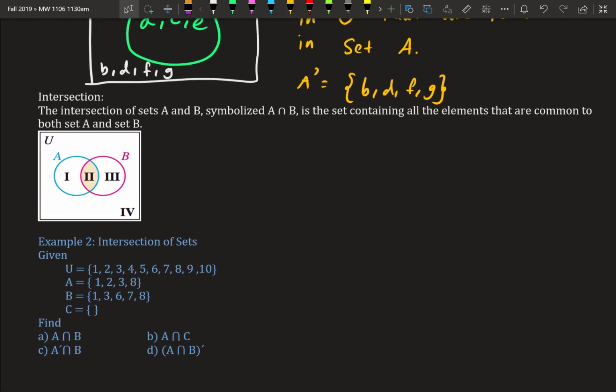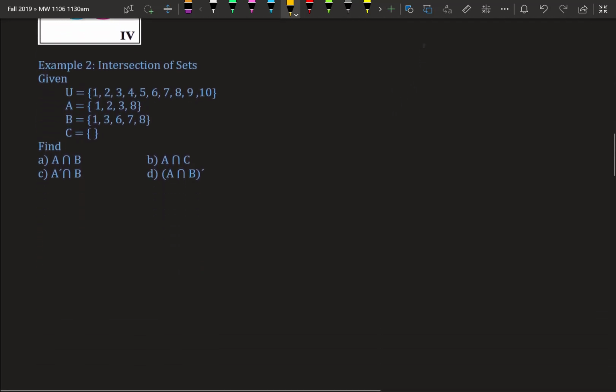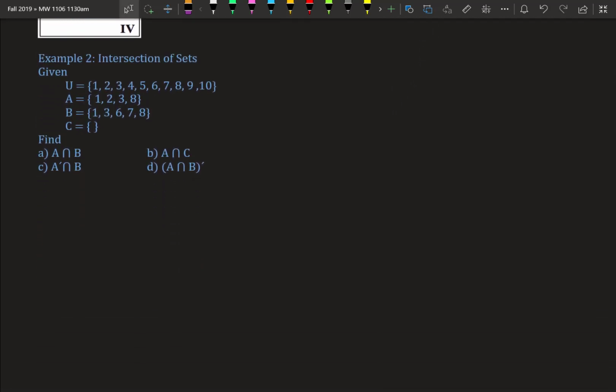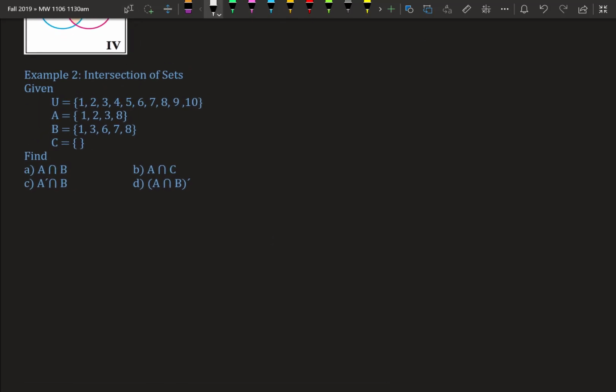Intersection. The intersection of sets A and B, symbolized A upside down U B, is the set containing all elements that are in common to both sets A and B. So what they have in common, that's called intersection. So let's find the intersection of sets, and we're going to be doing a bunch of examples for that. So first things first, let's go ahead and draw our Venn diagram. It's a good place to start.